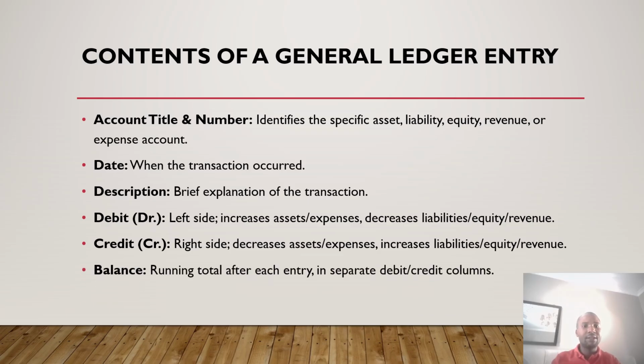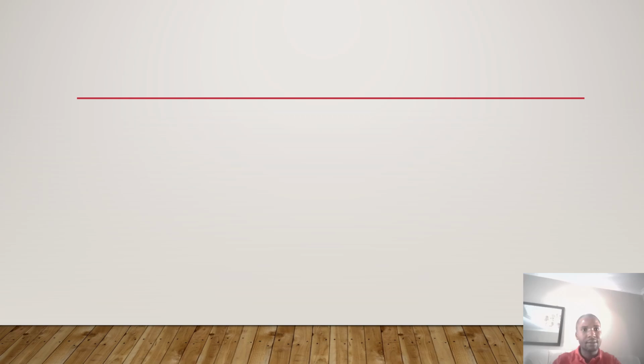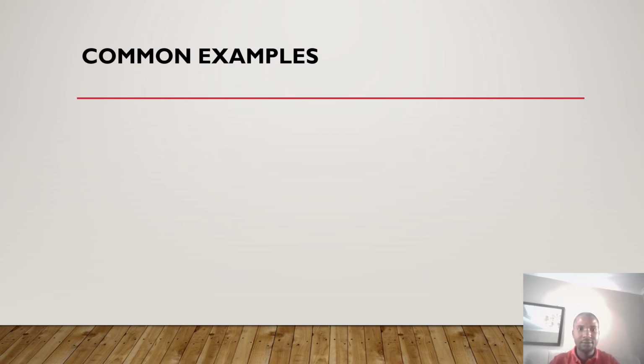And then we have the running balance now. This is simply the running total after each entry in separate debit or credit columns. So these are the main features of an effective general ledger. Let's look at some common examples.